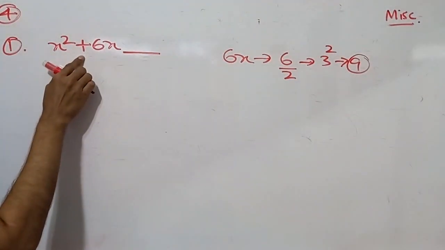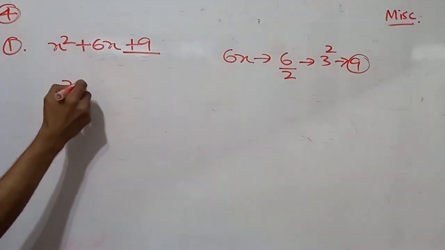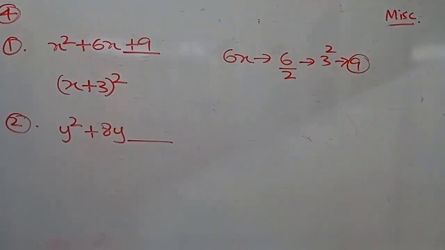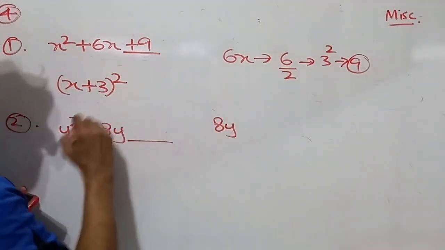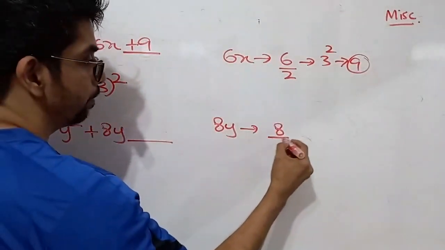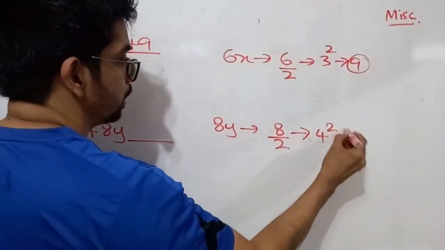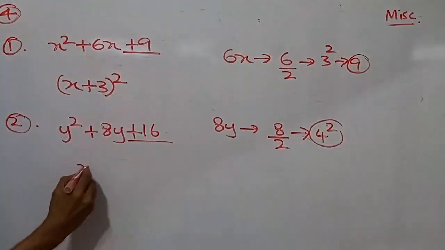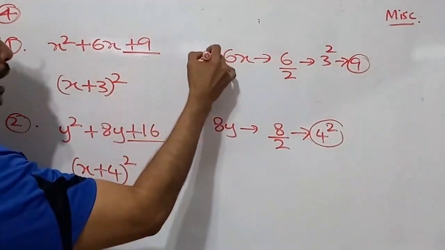So here this is positive, no? So this is also positive. What will be the binomial expression? X plus 3 squared. Okay. So 8y, right? Just as before, we take the middle term 8y, then the coefficient of y, which is 8. So we will divide that by 2. Then we get 4. Then we square this. That is what comes here. Plus 16. Now from this we can get x plus 4 squared. Always remember this method.